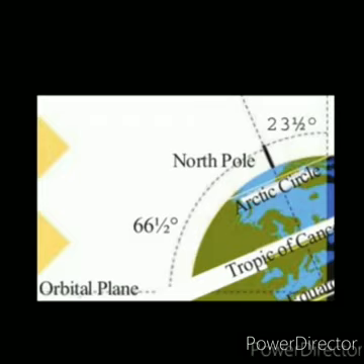Look at the picture. We can easily find the 23.5 degree from the vertical plane, that's 90 degree, and the 66.5 degree tilt from the orbital plane. Orbital plane means the plane where the orbit of the Earth lies.